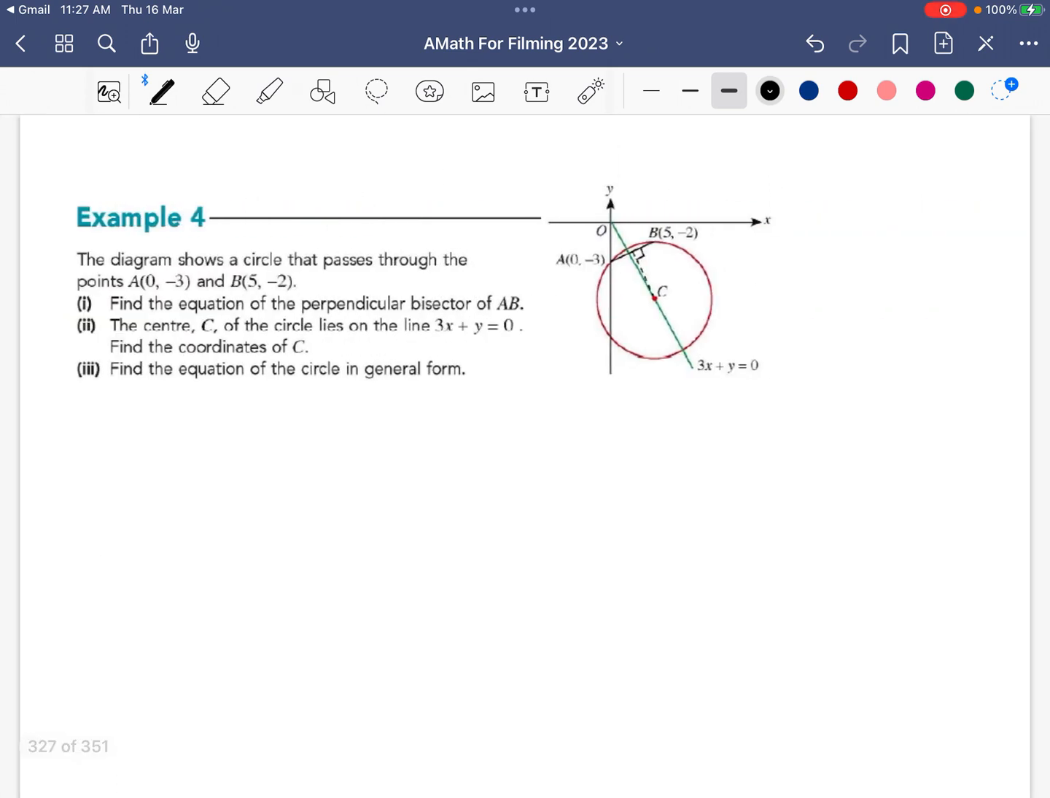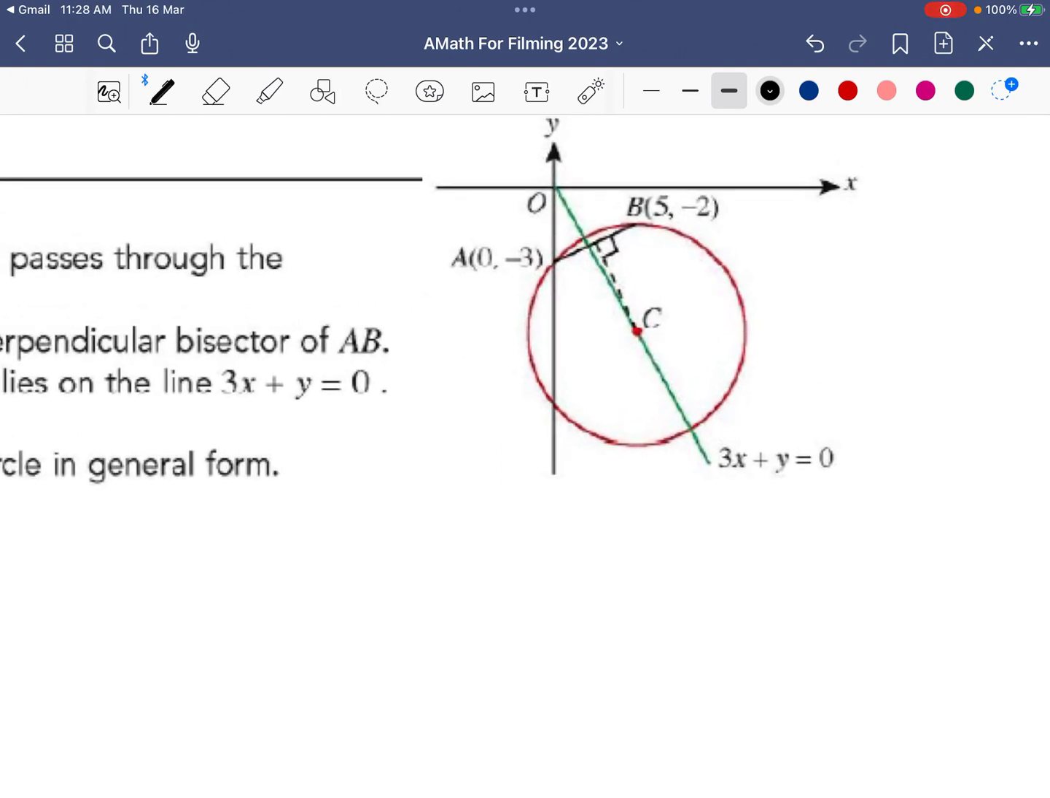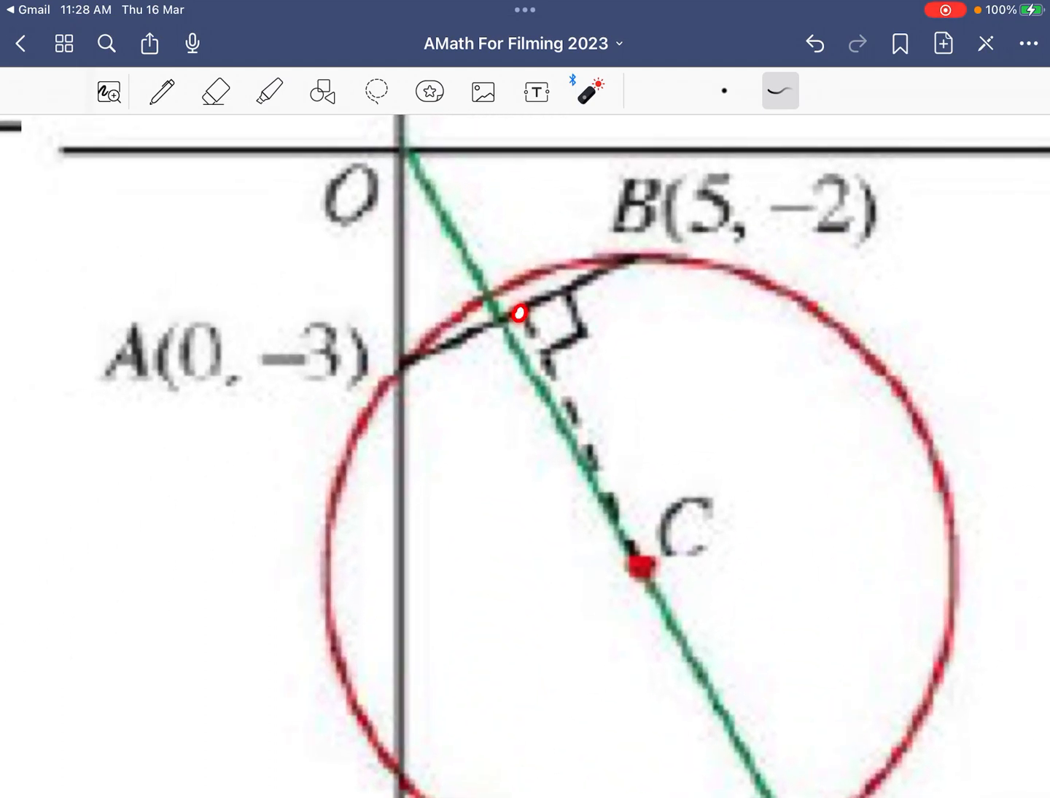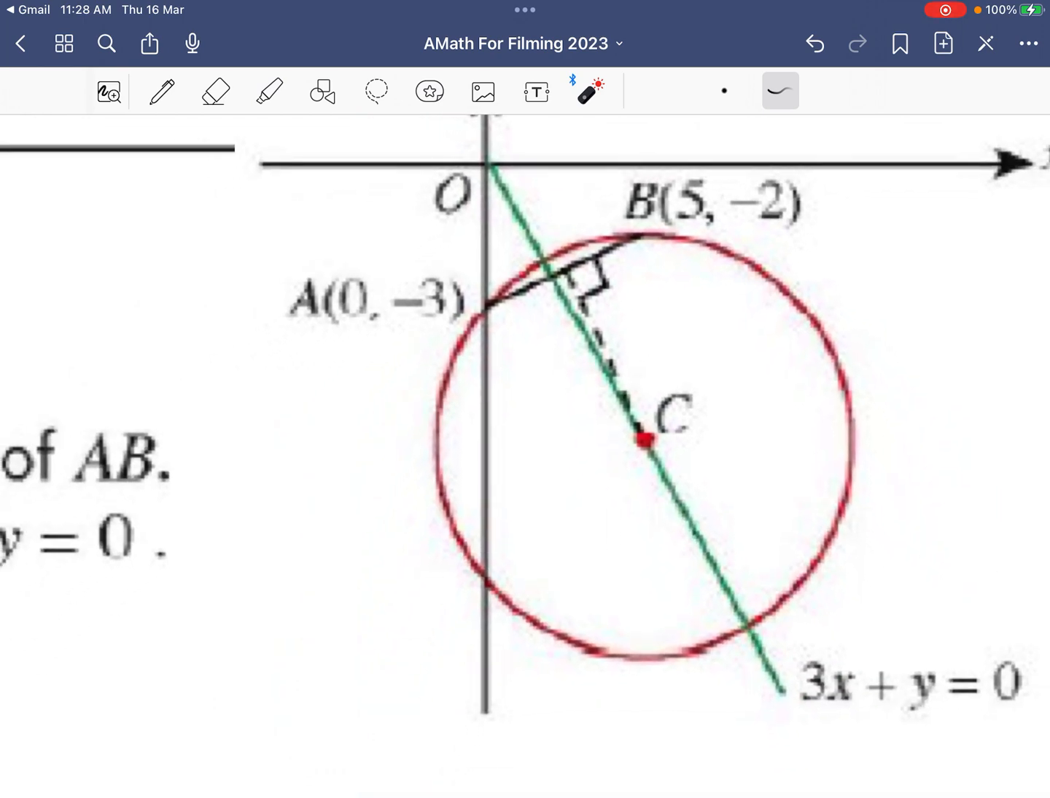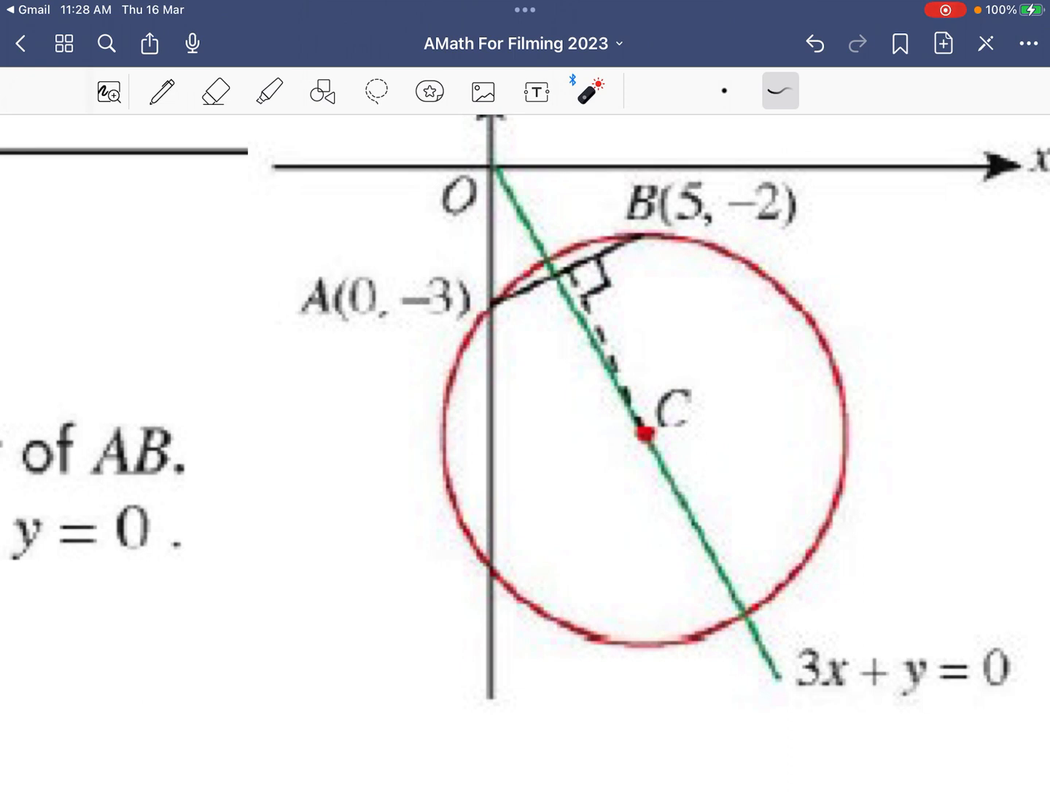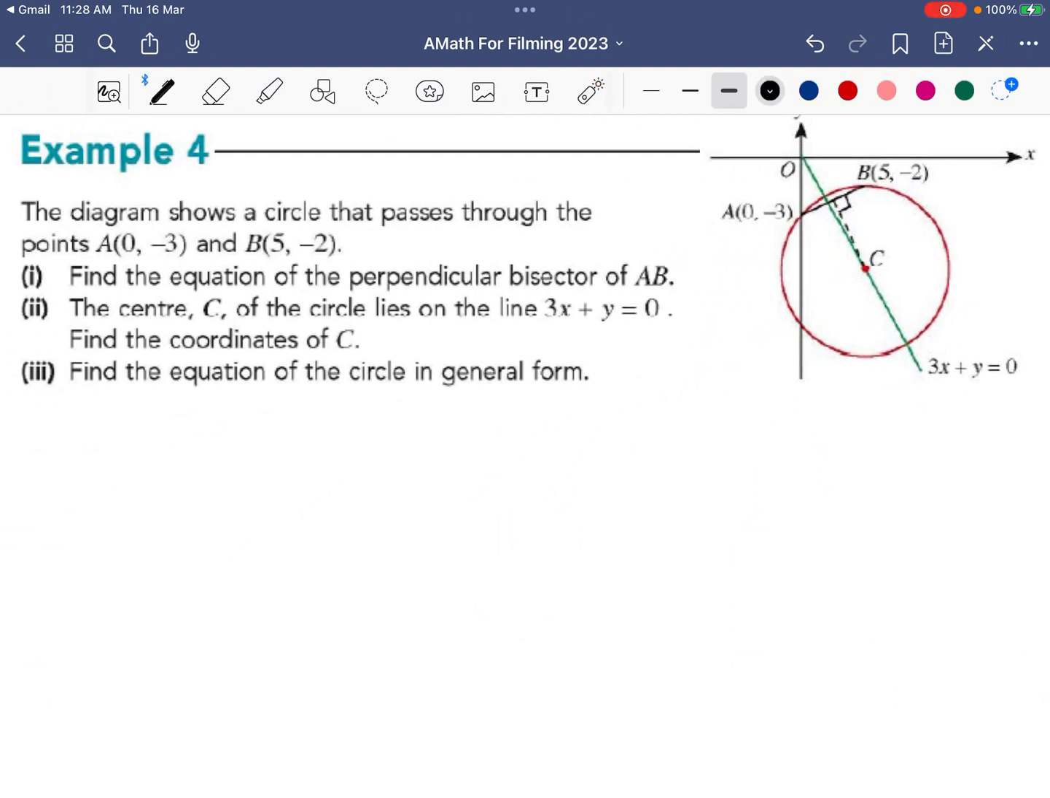Part 3. Find the equation of the circle in general form. We already have the center, so all we need to do now is to find the radius. Be very careful. Do not find the distance from the center to the midpoint M. That's not the radius. If you zoom in, it ends here. There's still a bit more distance to go over here. So what you actually want to do is to find the distance between A and C or B and C. I think A and C is better because A contains a 0 there. It makes your life just a bit better.